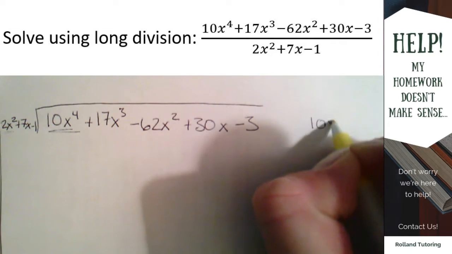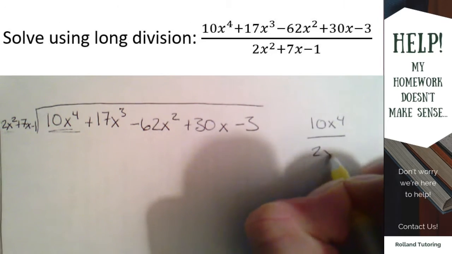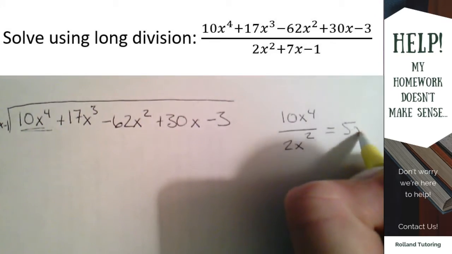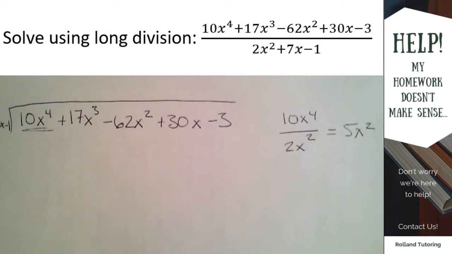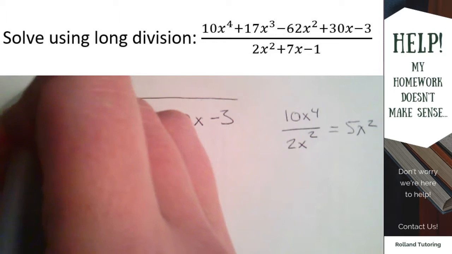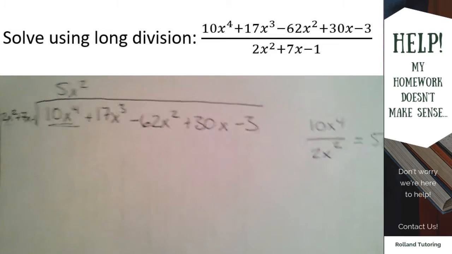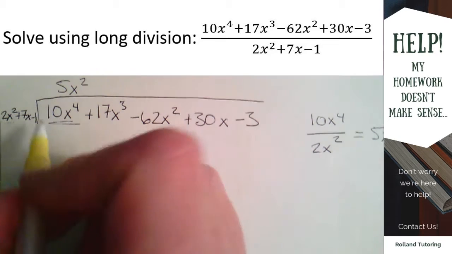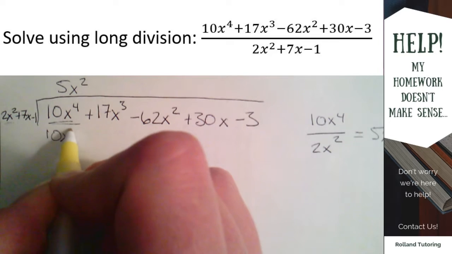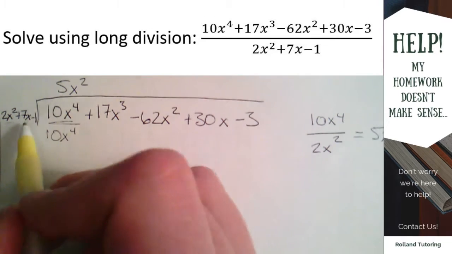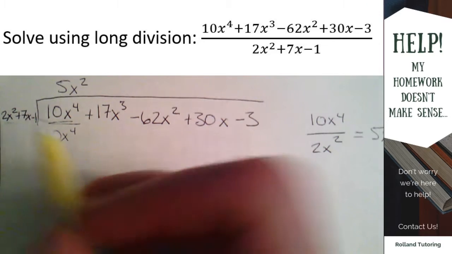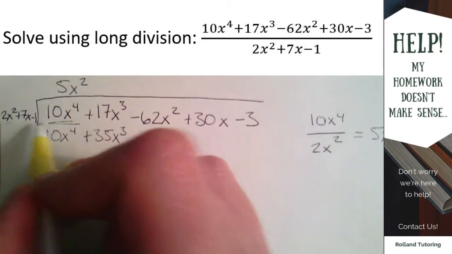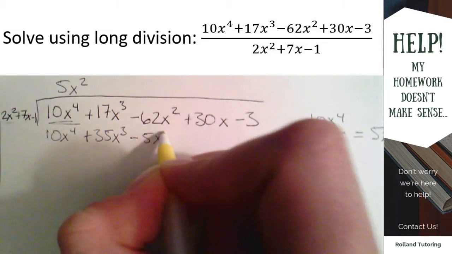So if I take 10x to the fourth over 2x squared, I end up with 5x squared. So I can go ahead and put that up top. 5x squared will be the first part of my answer. And I will take that times each of these terms. So obviously I get 10x to the fourth, and then I get 5x squared times 7x, which gives me 35x cubed minus 5x squared.